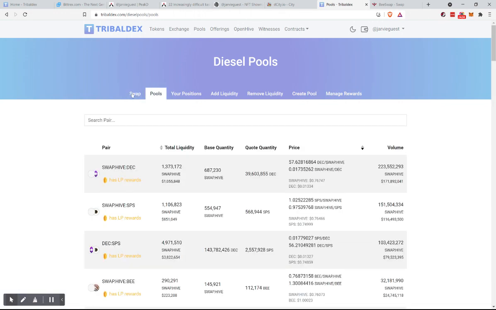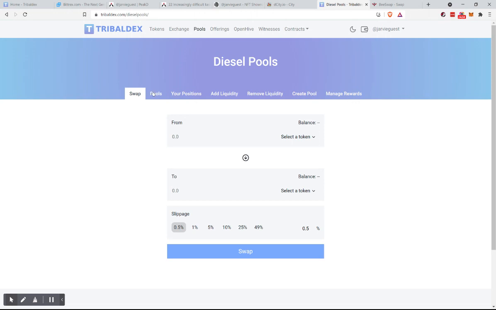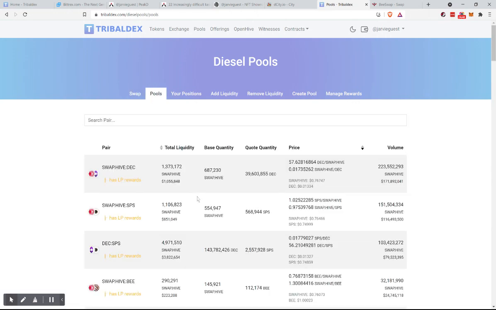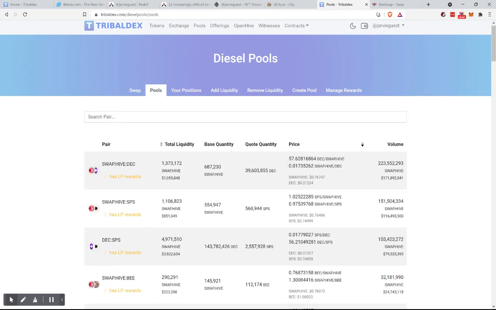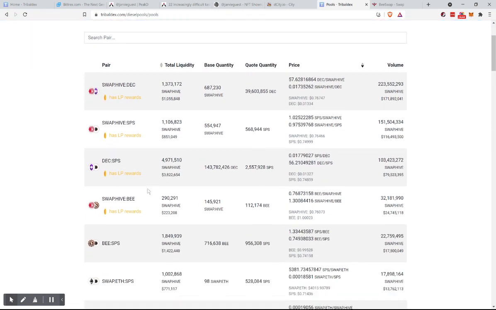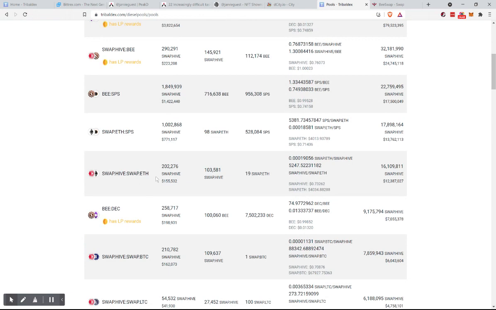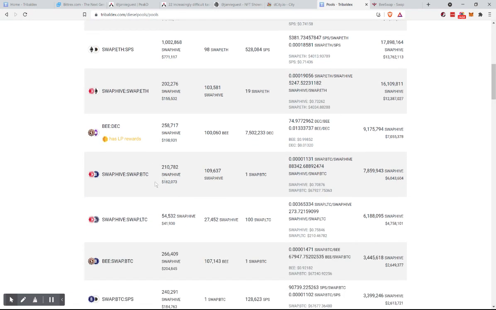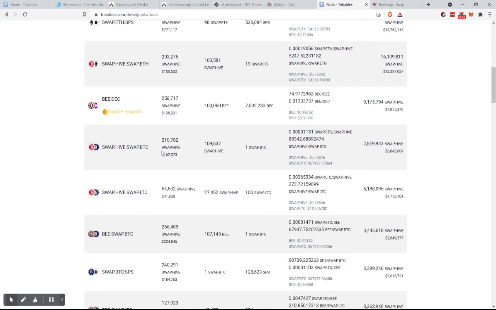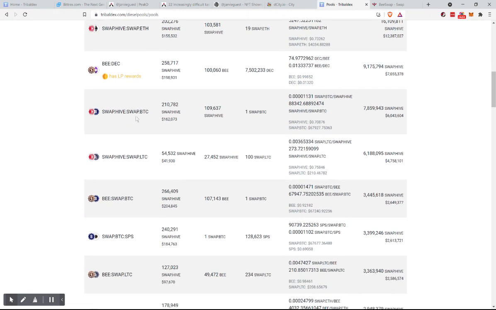Okay, so we're going to do a swap. You can look at how many different types of swaps are available. So we've got Hive. What do we want? DEC, SPS, BEE, swap.eth, swap.btc. Do we want some Bitcoin? At the all-time high? At the all-time high, isn't it?